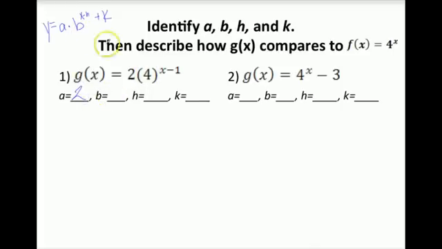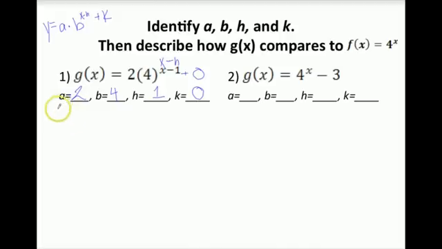Our b value here is the value being raised to the power of x, so b is 4. Our h is the value being subtracted from x, so keep in mind it's in the form x minus h. So since it's in the form x minus h, our h value is 1 because it already has that minus sign there. And then our k value is what's being added or subtracted to the entire expression. Since there's no value being added or subtracted, we can think of that as plus 0, so k is 0.